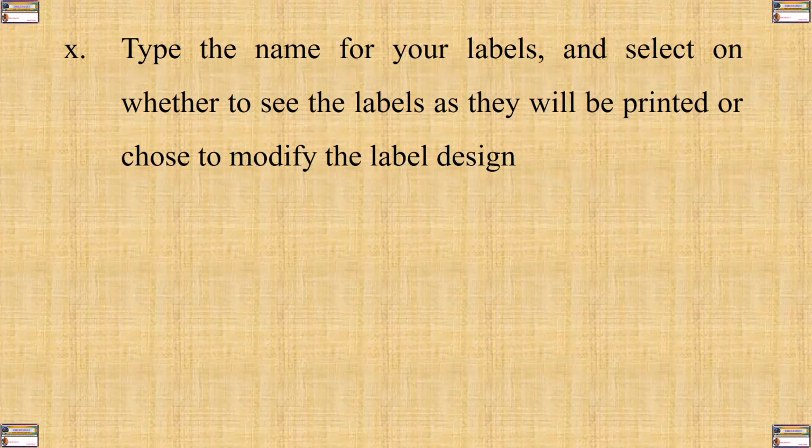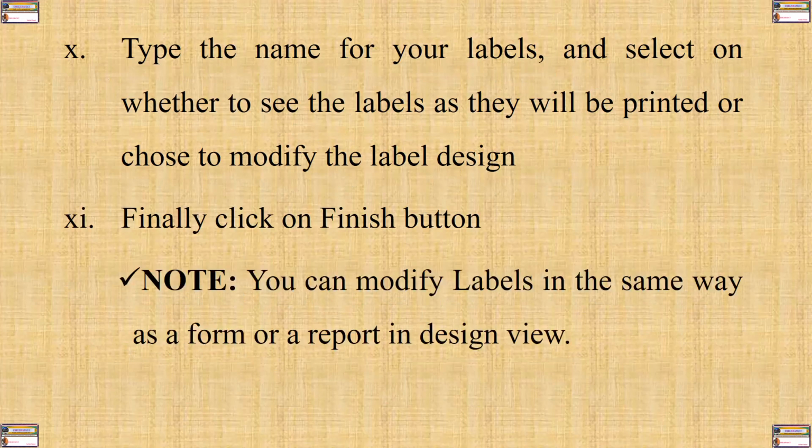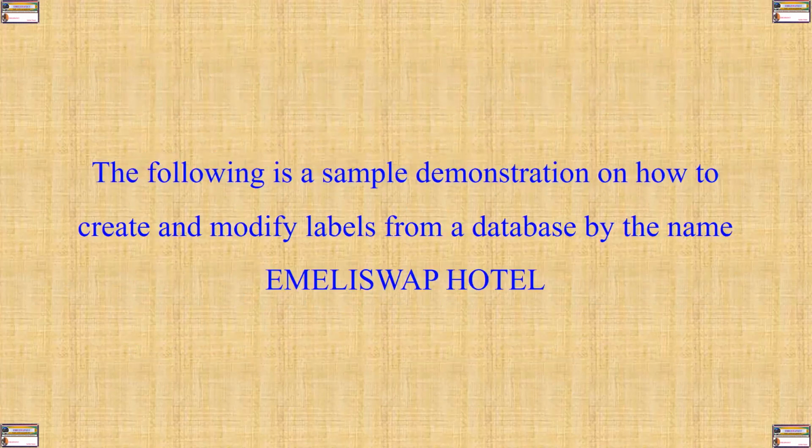Then you type the name for your labels and select whether to see the labels as they will be printed or choose to modify the label design. Finally, you click on the Finish button. Note that you can modify labels in the same way you modify a form or a report in Design View. So the following is a sample demonstration on how to create and modify labels from a database by the name Emediswap Hotel.